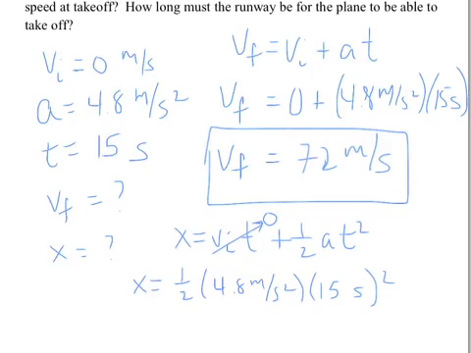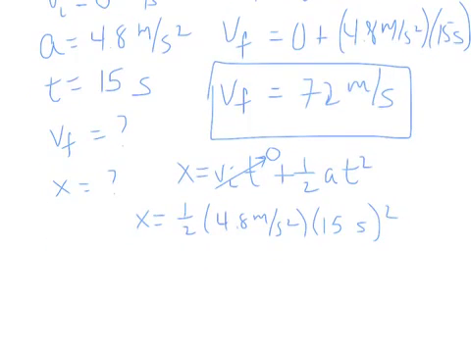Remember, again, to reiterate, square this first, then multiply it by these two quantities. Make sure you PEMDAS it. Square it first. What you're going to end up getting for this portion of the equation is 540 meters.